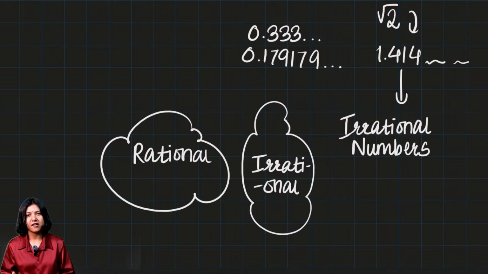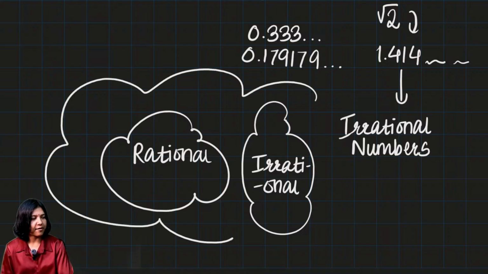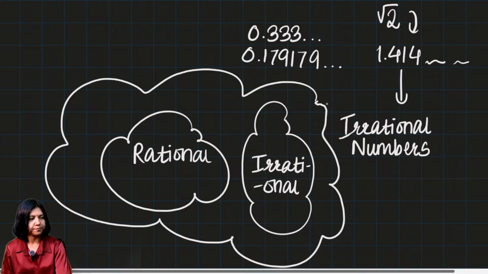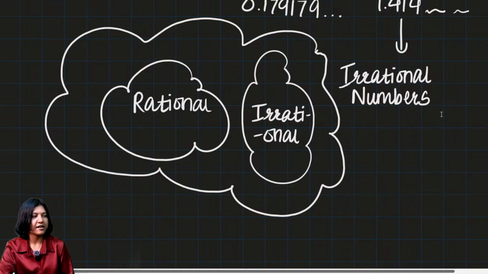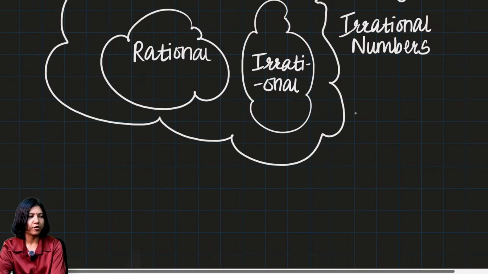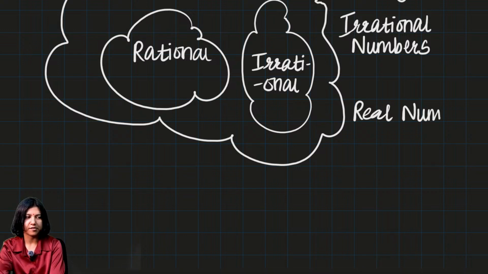There are 0.35, 355, 3555. You can just be creative and go on with different kinds of patterns to find these irrational numbers, and yes, they will exist. So this is the entire family of numbers, and the whole family is now called the real number system or real numbers.